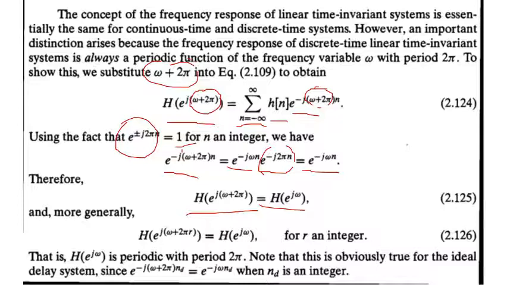So for any integer value of r, we can use 2 pi, we can use 4 pi, we can use 6 pi, and the frequency response is equivalent to e raised power j omega. So we can say that the frequency response of a discrete system is periodic with period 2 pi. This is obviously true for the ideal delay system. The frequency response of the ideal delay system was e raised power minus j omega nd, so even if I add 2 pi to omega, this will remain the same. The only thing you need to remember is that the frequency response of a discrete system is always periodic with period 2 pi.